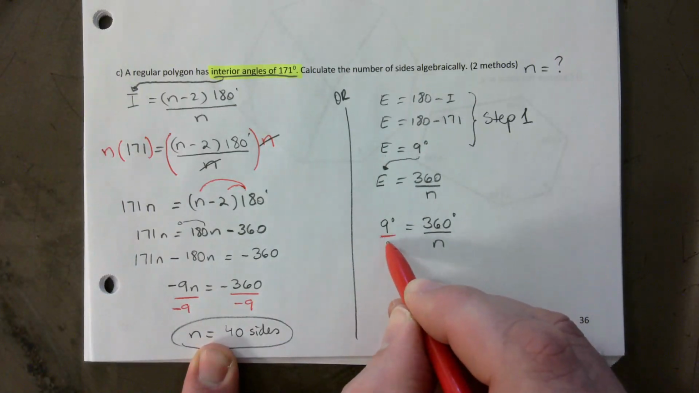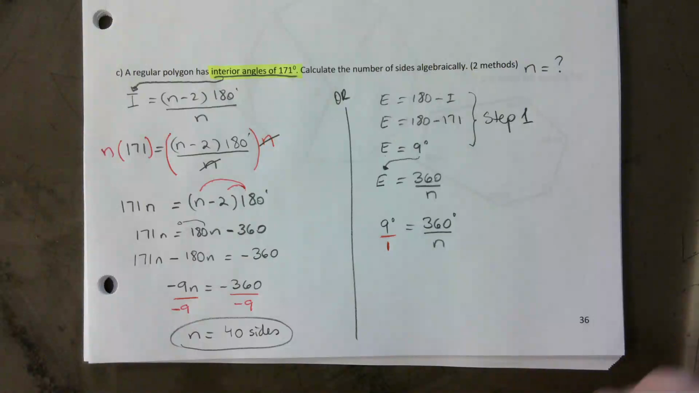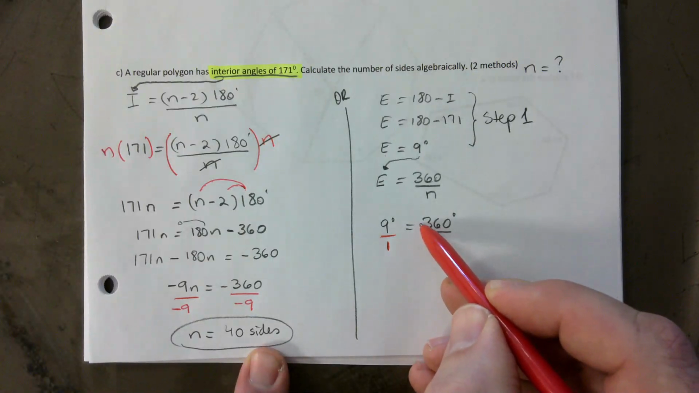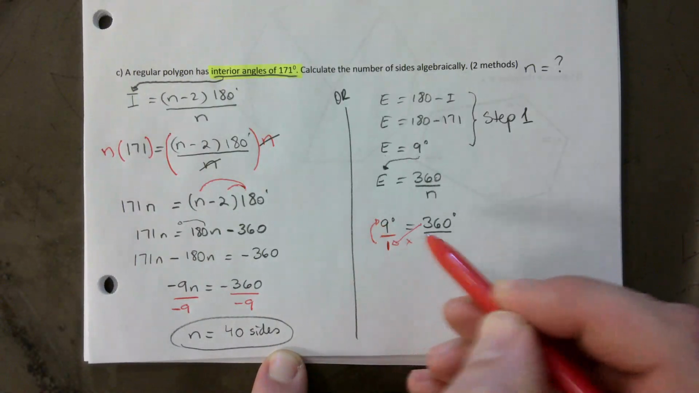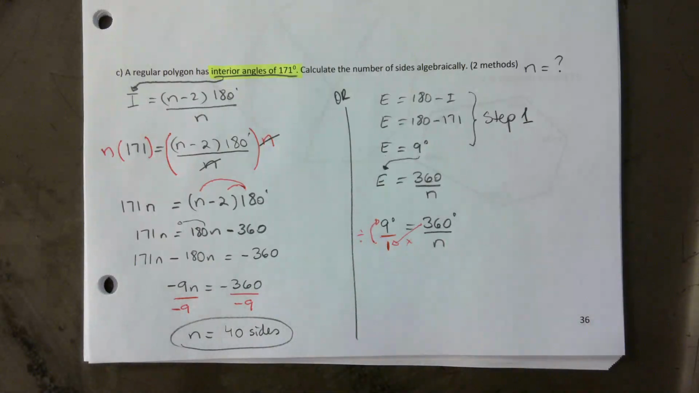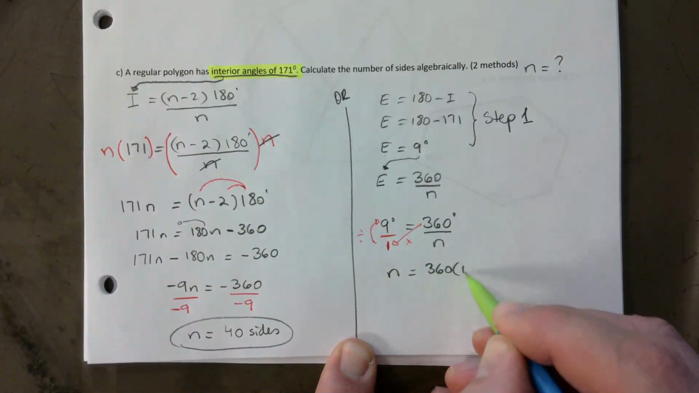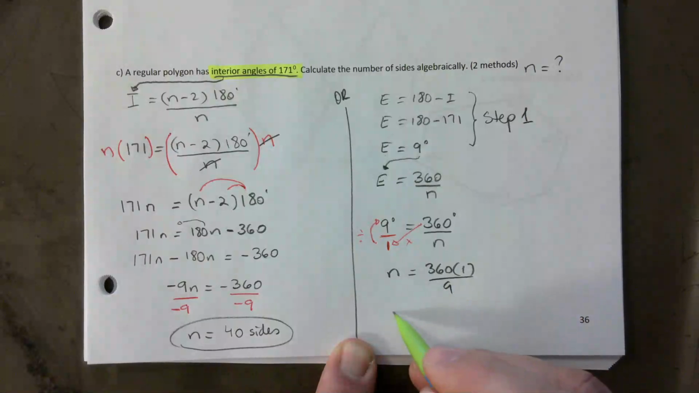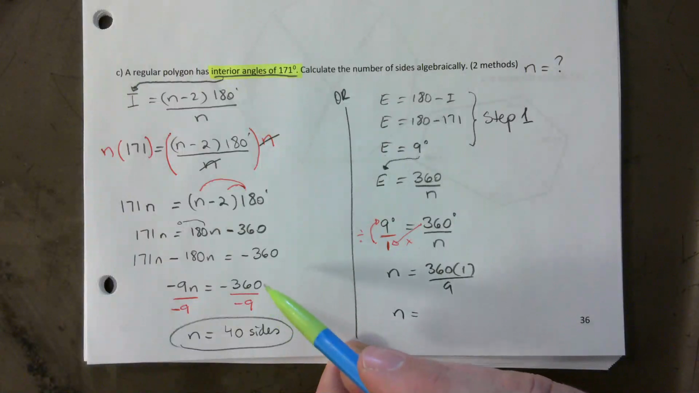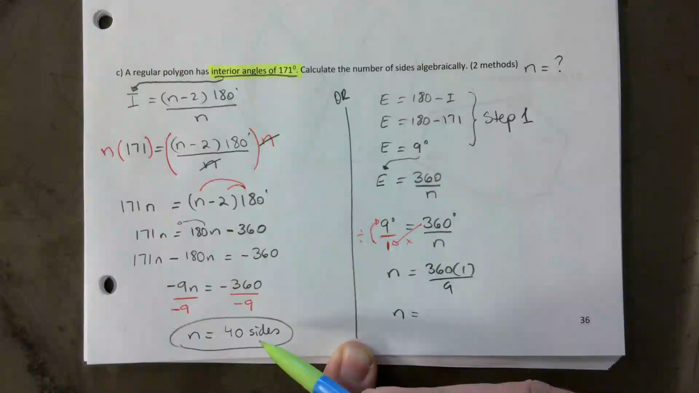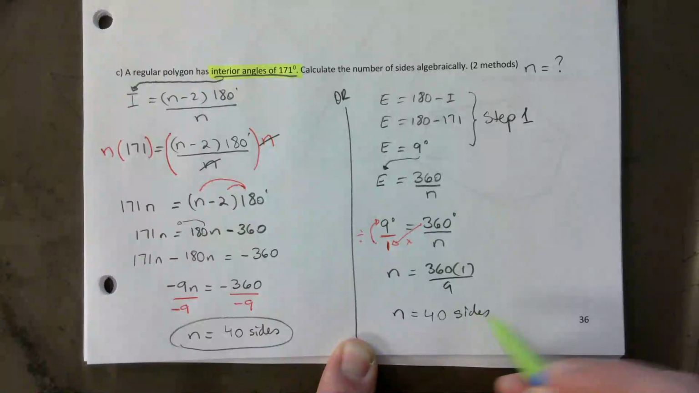You just put a 1 under there. So you're going to go 360 times 1, which is 360, and then you're going to divide it by 9. So n is going to be 360 times 1. Don't bother typing that in. You know it's 360. But if you go 360 divided by 9, you're going to get the same as the other method that I used before. You're still going to get 40 regardless.